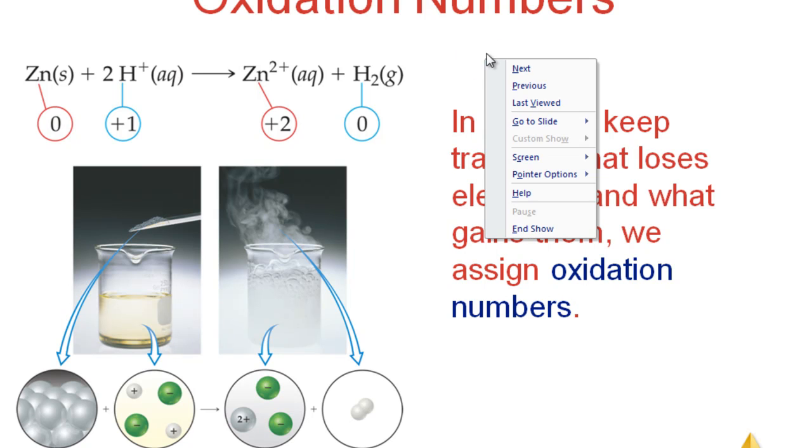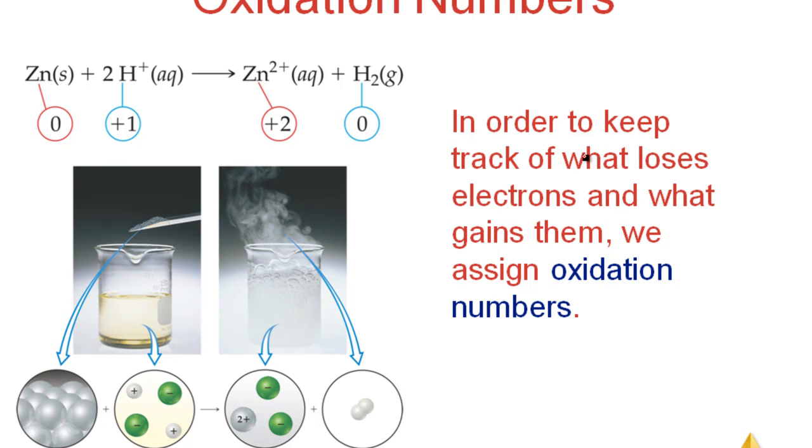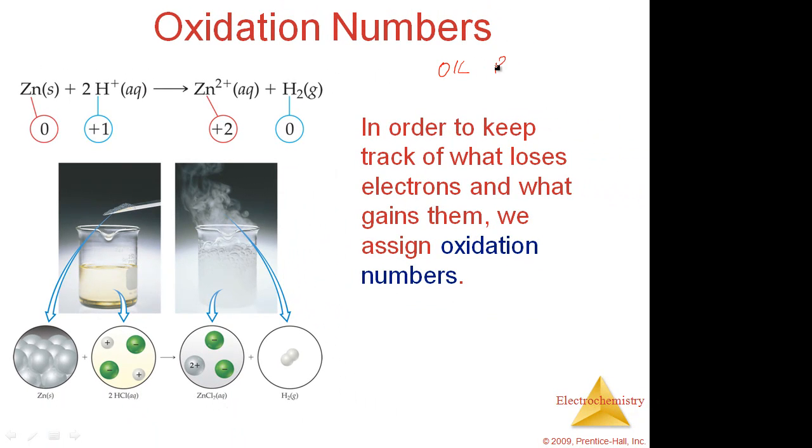Or in other words, what did we use, guys? We used OIL RIG. Oxidation is loss of electrons. Reduction is gain of electrons. I'm old, guys. That is how I keep track of them. I like that. Okay? OIL RIG.